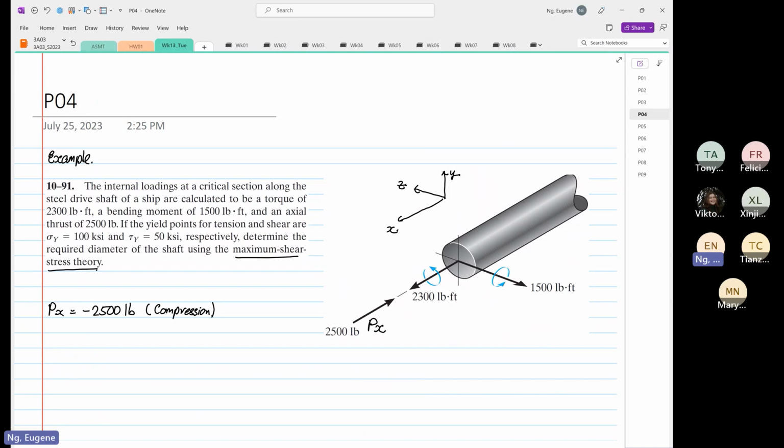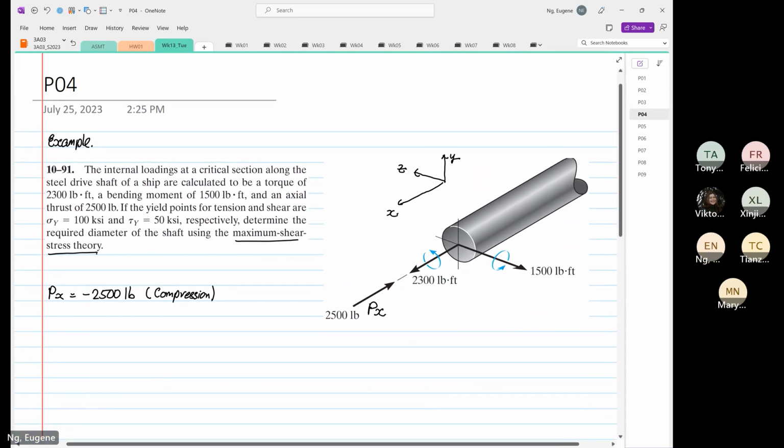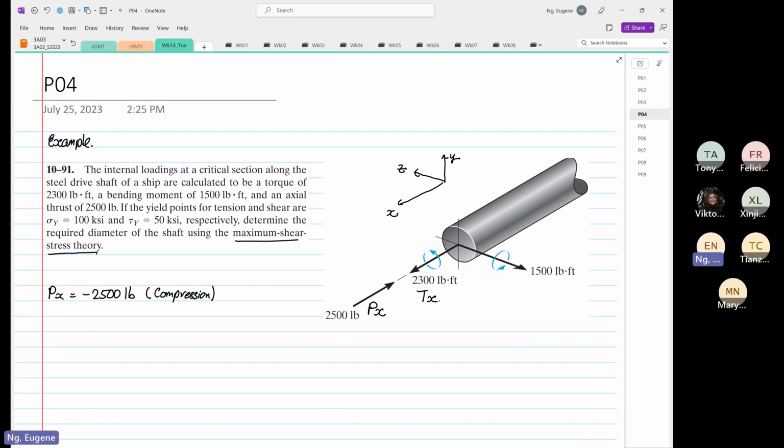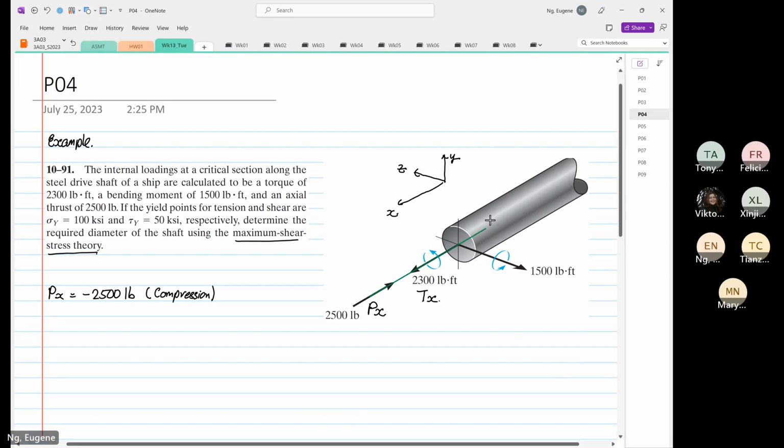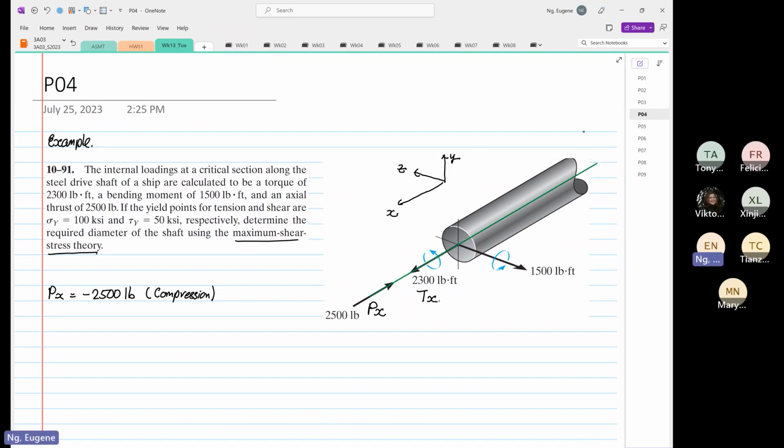Okay, we know that it induces compression. And then you have torque. Okay, so this is torque along the x-axis, right? Because why is it a torque? Because it's rotating about the centroid. So again, like what I've taught you, this is the direction of the centroid of interest.